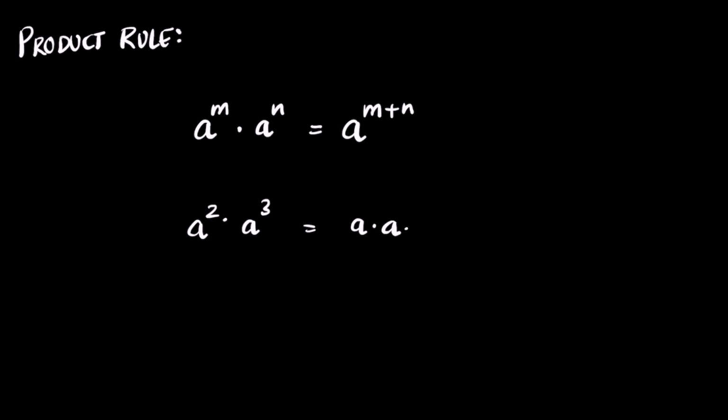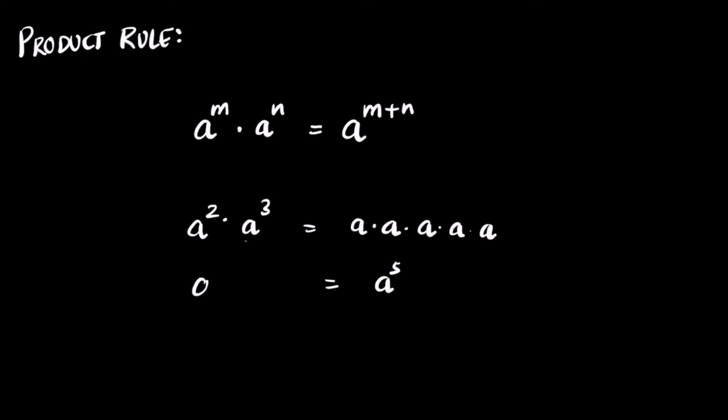The product rule basically states that if there are two exponents with the same base but different exponents, then you can multiply them by adding the exponent values. How does that work? For example, let's take a square times a cube. If you separate it into individual values, it becomes a times a, times a times a times a. So when you write down the full value, it becomes a to the power 5.